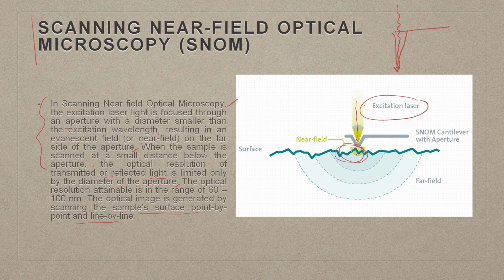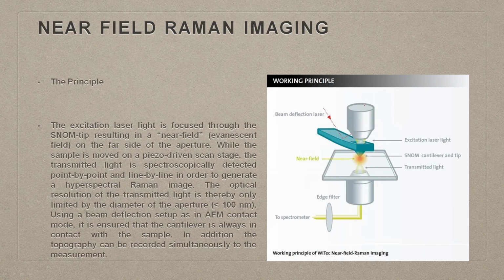So, this is another very advanced form of SNOM, where instead of scattered light, you are doing it a slightly different way. Now, we will talk about this in further detail, where near field Raman imaging is being done. I will come to Raman spectroscopy later, but at this point, here is your beam, here your near field is being created, here you have the transmitted light going through the sample, and here it is going to the spectrophotometer. This is the excitation laser light, this is the SNOM cantilever tip, and this is the transmitted light.